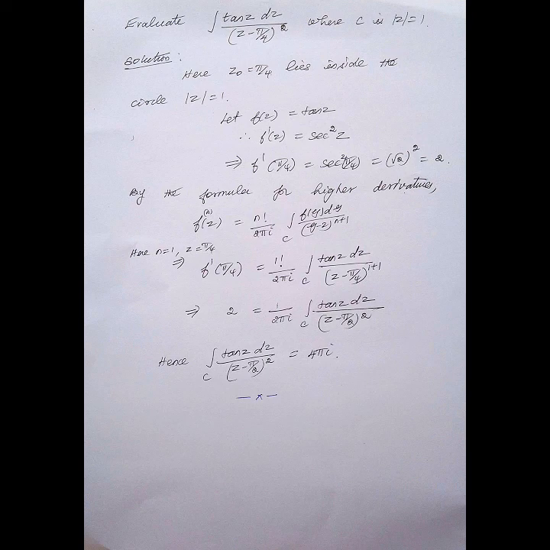You know the formula for higher derivative is f⁽ⁿ⁾(z) = n!/(2πi) ∫_C f(ζ) dζ/(ζ - z)ⁿ⁺¹. And therefore, f'(π/4) = 1!/(2πi) ∫_C tan z dz/(z - π/4)¹⁺¹. And hence, 2 = 1/(2πi) ∫. If you cross multiply 2πi, you will get ∫_C tan z dz/(z - π/4)² is nothing but 4πi. 4πi. That's all. Thank you, ma.